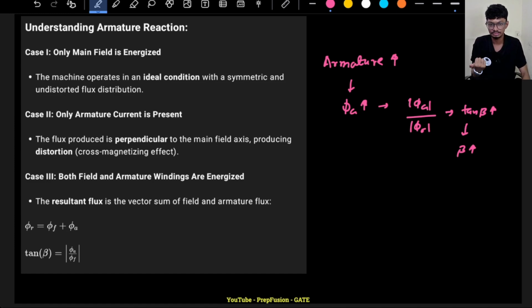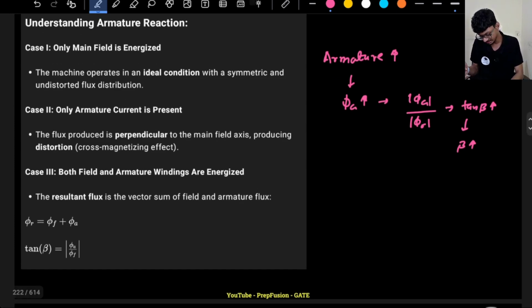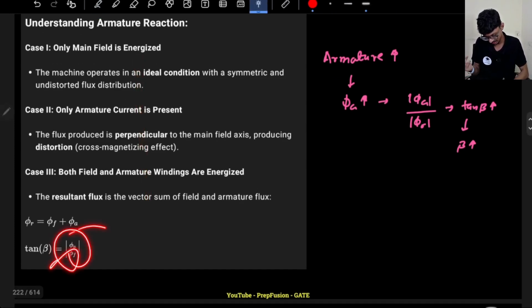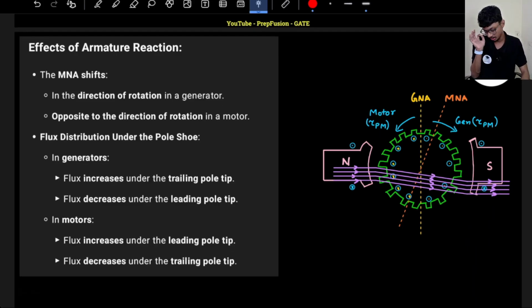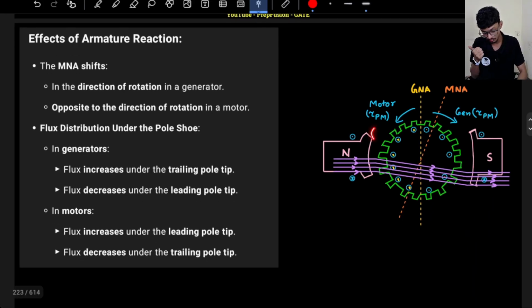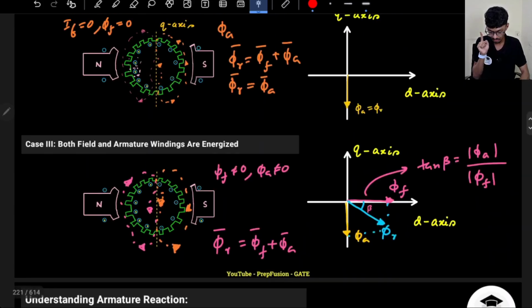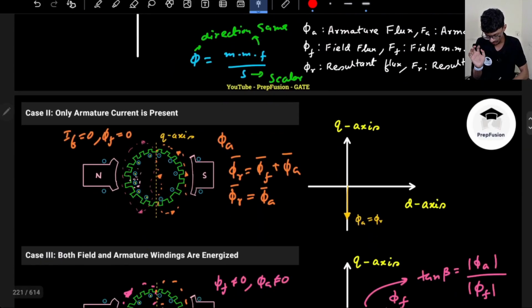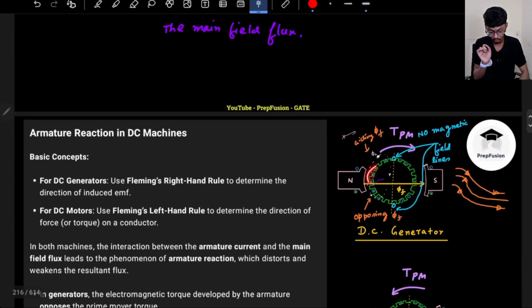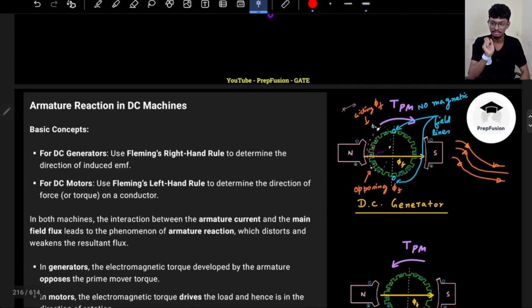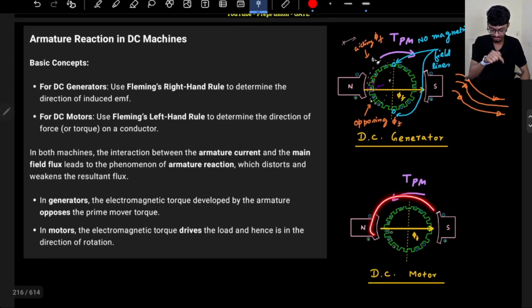What are the detrimental effects? That is what we will discuss. So these are the three cases that they have told here, and this is the resultant summary, right? So now we will discuss what are the effects of armature reaction. So the first effect is very observable, that the MNA will shift, right? Whatever is the direction of the rotation. If you see from the starting itself, the direction of rotation for a generator is clockwise, and for a motor it is anti-clockwise.